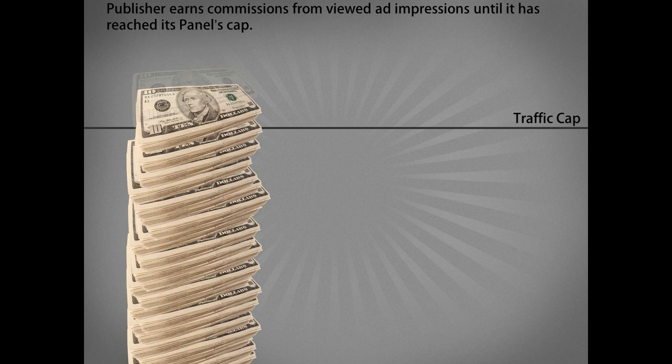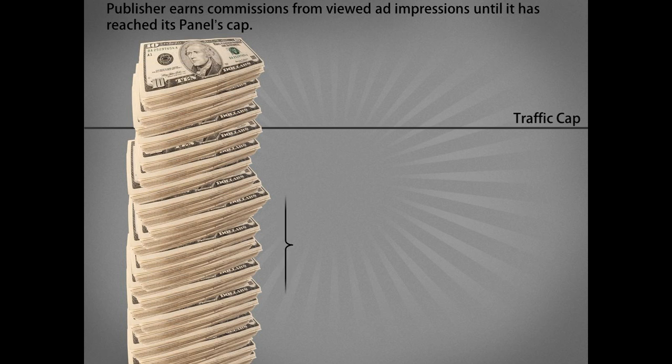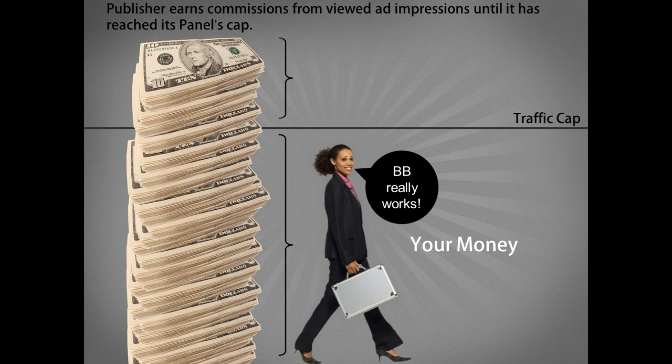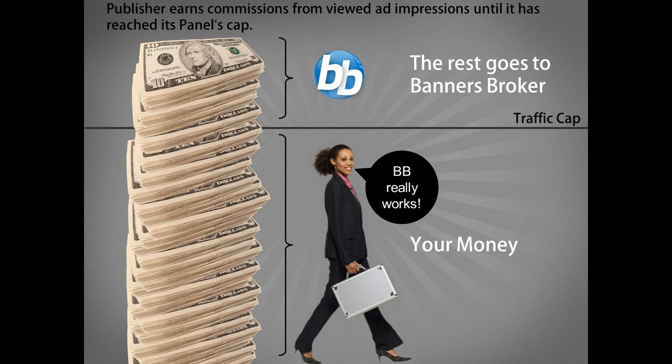But you notice something. The money keeps going even past the traffic cap. The commissions earned at the bottom, up to the traffic cap, is your money. And that's what you see in your back office. You see the commission column and the total commissions earned. That's your money, whether you're using it to buy additional advertising or you're sending it to your e-wallet. But you notice above the traffic cap, that's Banner's Broker's money.